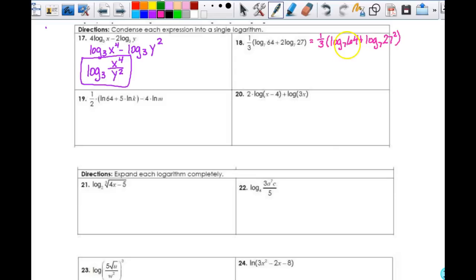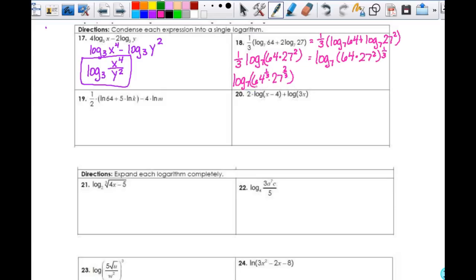I have two logs with the same base that I'm adding, which means I can have a single log where I multiply the arguments there. So 1/3 times log base 7 of 64 times 27 squared. Okay, and I'm going to leave it just like that for right now. Then that 1/3 becomes an exponent. So now that's going to become log base 7 of 64 times 27 squared, all to the 1/3 power. So now I can use the power to a power and distribute that. And that becomes log base 7 of 64 to the 1/3 power times 27 to the 2/3 power.